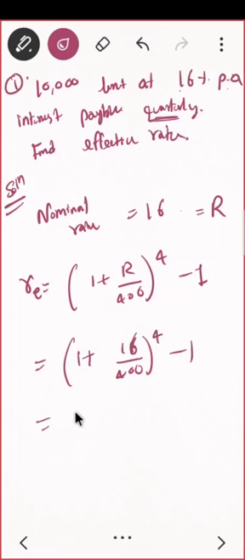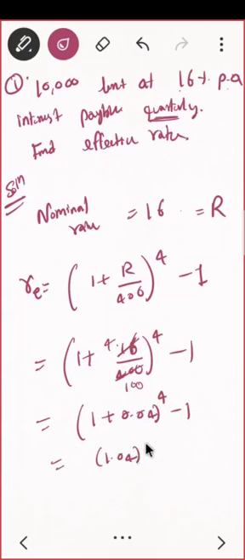So what will this come to? It will be 1 plus 4 upon 100, so it will be 1 plus 0.04, raised to 4 also. So it will be 1.04 raised to 4 minus 1. So what will 1.04 to the power 4 come to? It will be again 1 point something, around 1.16. Just tell me what that is if you are using a calculator. Minus 1, what is that?